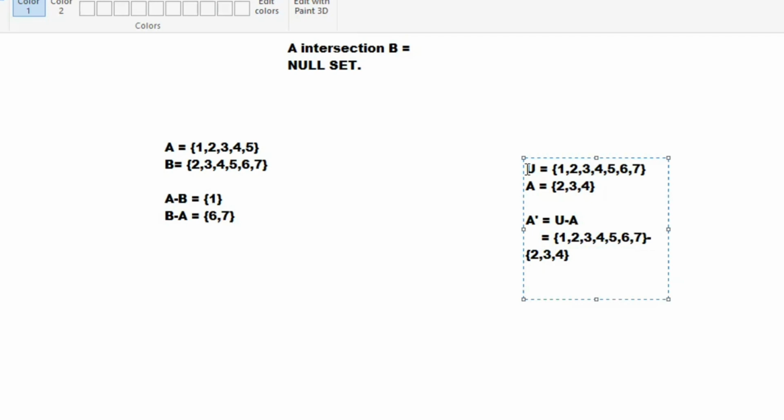So what will be the answer? We will not write 2, we will not write 3, we will not write 4. So the answer of A complement will be equal to 1 and 5 and 6 and 7. So that is the final answer of the complement.